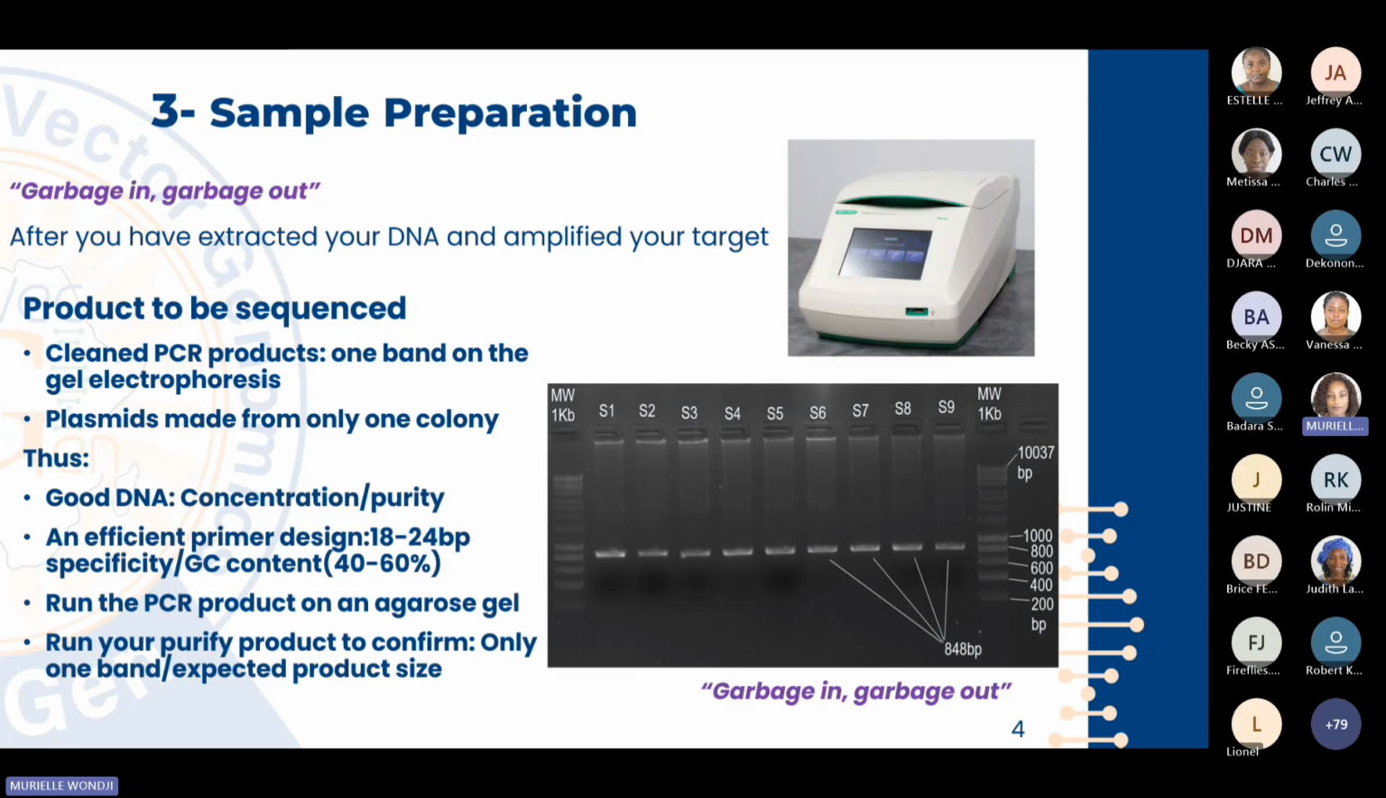Thus, what you want to do is to make sure from the beginning, when you extract your DNA, to have a good concentration, a good purity ratio, as well as an efficient primer design, for you to amplify the right target. So it has to be specific, and the GC content has to be between 40 and 60%. Also, when you have run your gel, make sure that only one band appears.